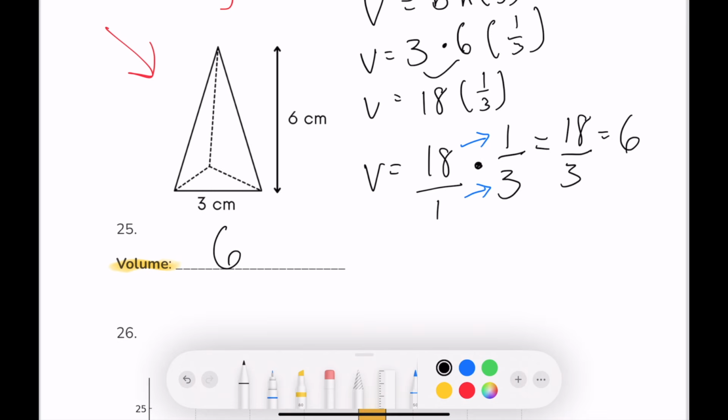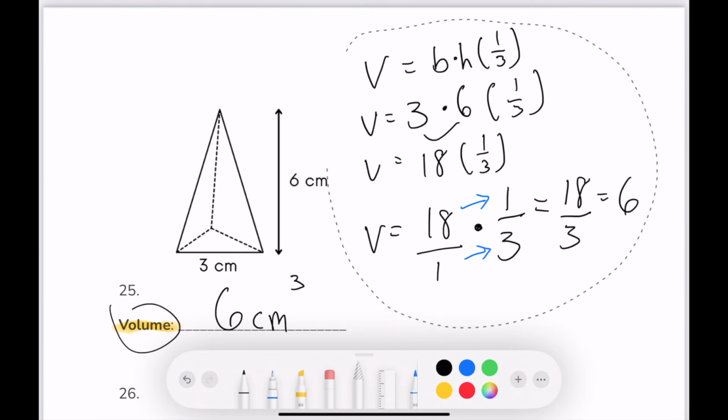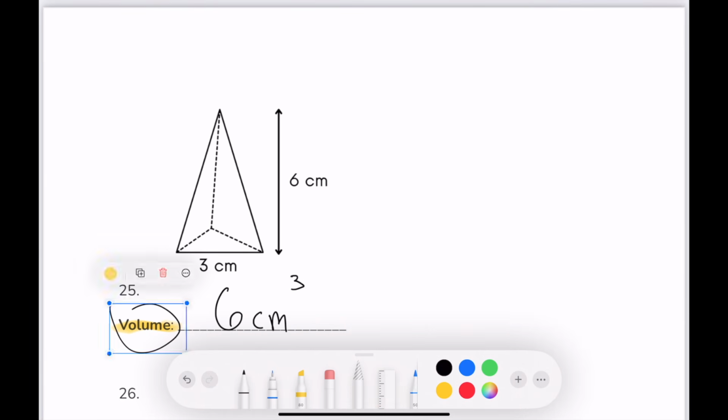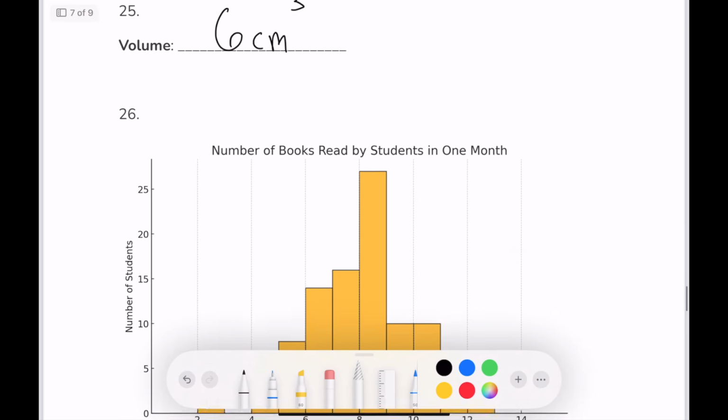And that's it. No, I'm just joking. Do not forget the label, centimeters. What's really neat about volume is that it is centimeters cubed, so 3. Nice and neat and ready to go.